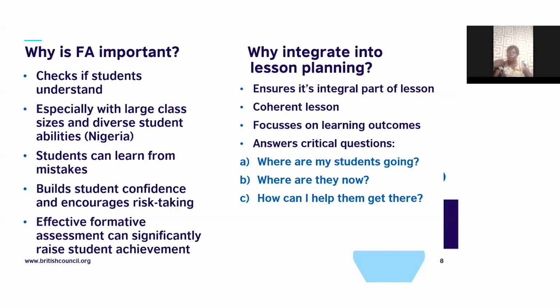And when we integrate formative assessment into the lesson, we're able to ask very critical questions like, where are my students going? So what is my objective? What do I hope to achieve at the end of this lesson? And then we can find out where are they now. So if I get to the end of step 1 of my lesson, I should be able to find out, have my students followed me up to this point? And if they have not, how do I help them to get there?